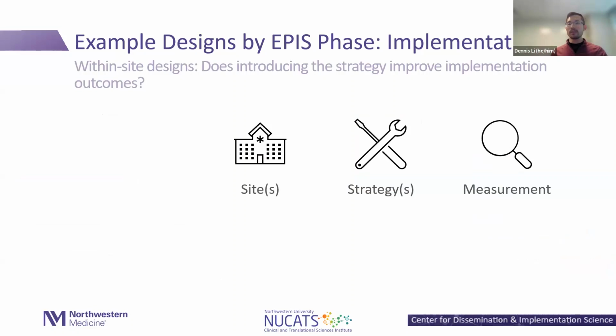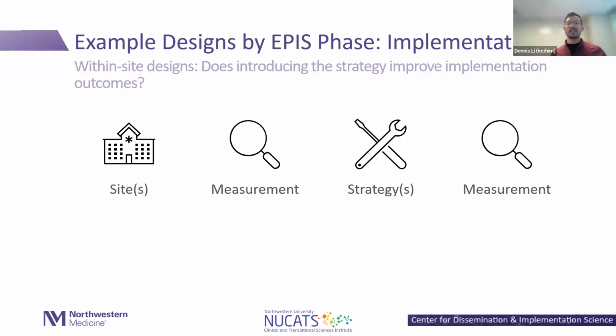We're going to run through a couple of the designs that Hendricks-Brown talked about in his paper. These within site designs really answer the question, does introducing the strategy improve implementation outcomes within a set of sites that get the same strategy? So you could have one site or multiple sites. We're going to group them together because they're all getting the same strategy. And so as I showed you in the exploration phase, you can have sites, you put in strategies, and then you measure the outcomes.